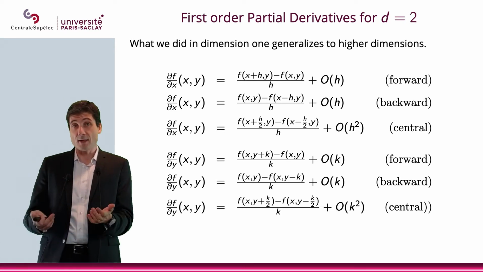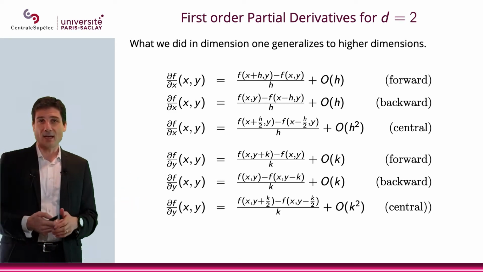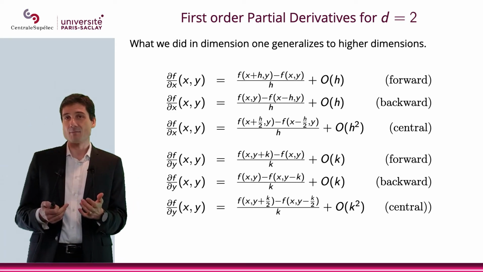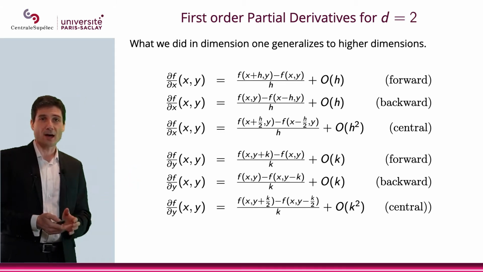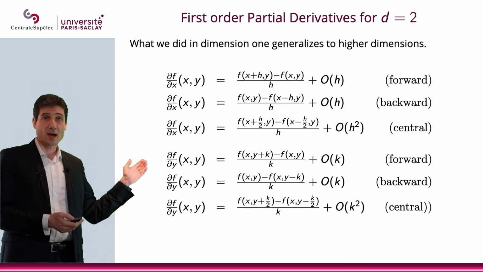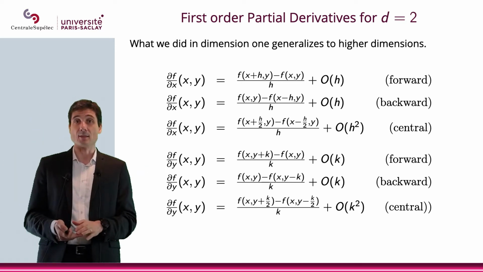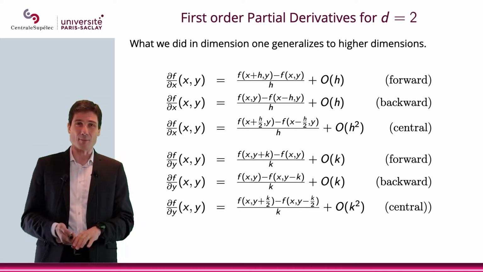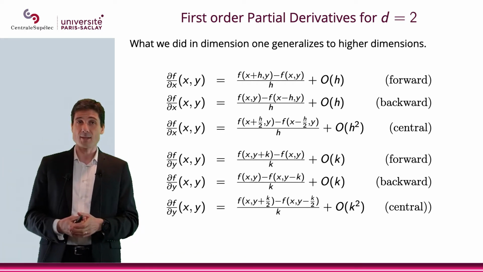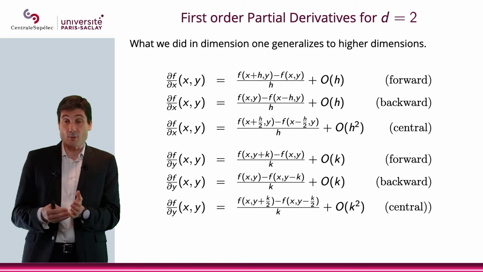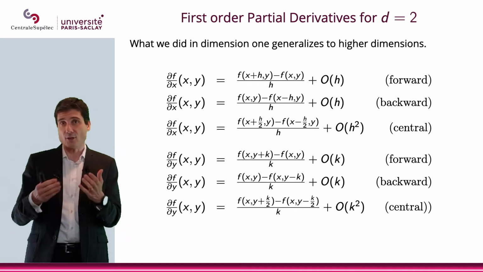Well, as you would think, you can go either forward, backward, or central, and you will have not many problems to show that we have these equalities with the Landau notation O of h, O of h, O of h squared, meaning, by the way, that it is a second order approximation. Same thing for the derivative with respect to y. But of course, we're going to do it with the variable y, as you would expect.